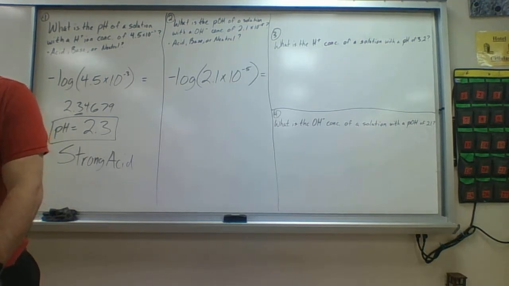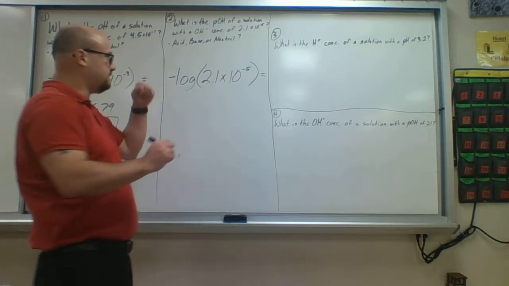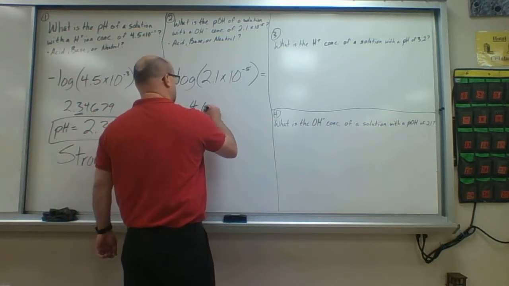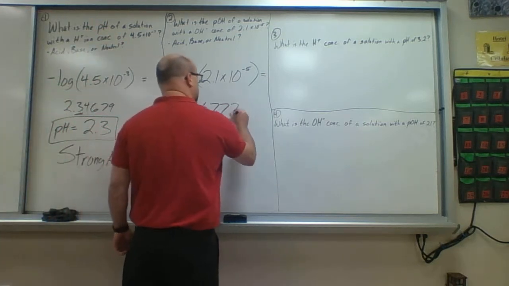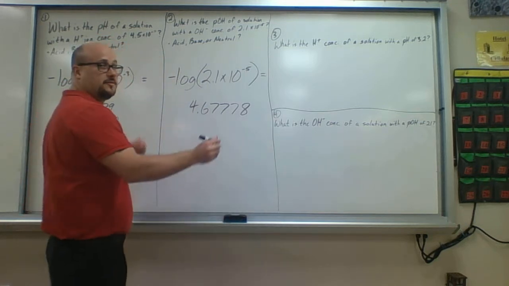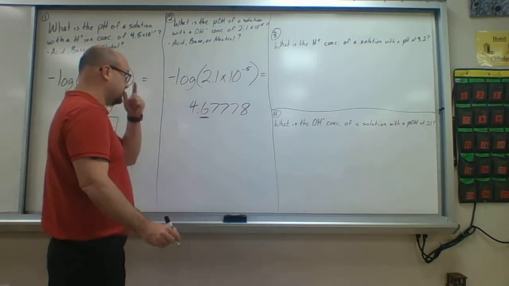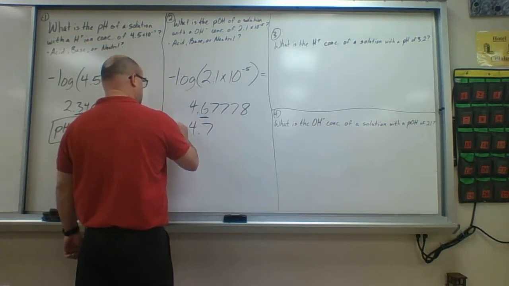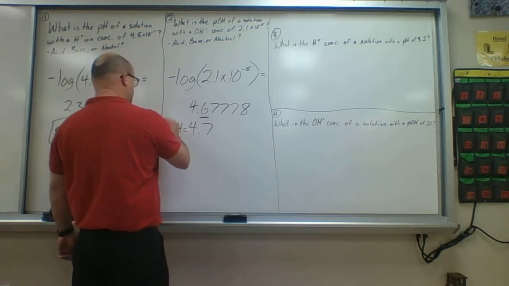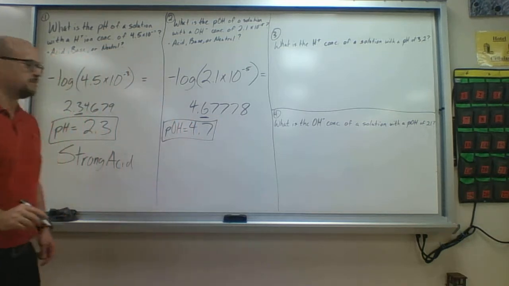Negative, control, 10x, scroll to the right, 2.1 times 10 to the negative fifth. And that gives us a total of 4.67778. Again, we're going to round to 1 decimal place. That's going to be 4.7. So our pOH is 4.7.